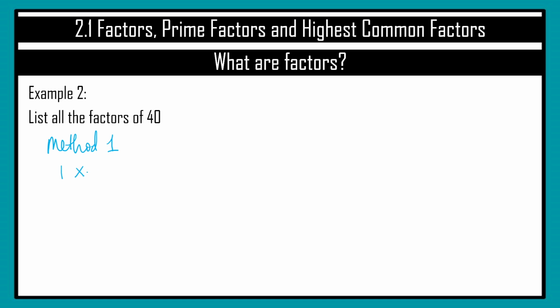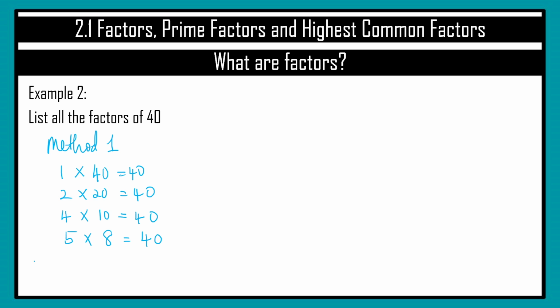1 multiplied by 40 gives 40, and 2 multiplied by 20 gives 40. 3 we cannot. The next one is 4 multiplied by 10, which gives 40. Next is 5 multiplied by 8, which also gives 40. There is no more 6, and I don't think 7 works. Then we go back to 8 multiplied by 5, which is the same thing. You already learned this law in your previous chapter.